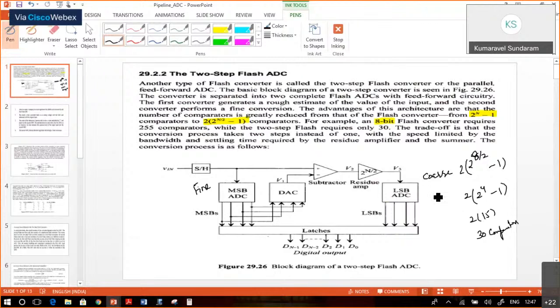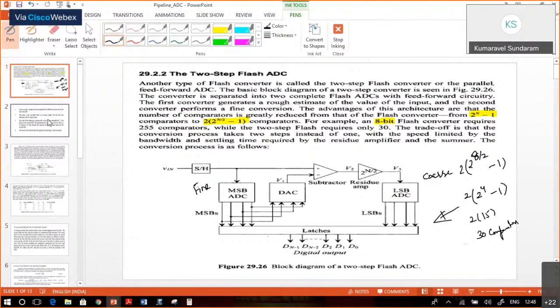Depending upon the application, for biomedical applications, sampling speed is not required that much. Only resolution is what we are going to target. So when you target resolution, area and power with an 8-bit ADC for biomedical applications, we will prefer this ADC compared to flash ADC. Still, is there any opportunity to reduce the number of comparators? With respect to application, we can see.